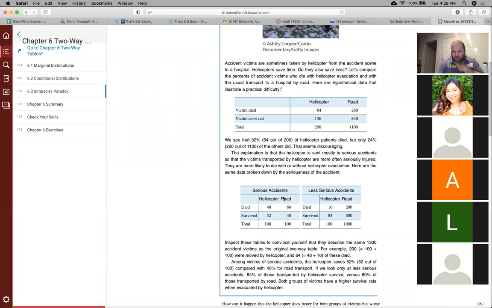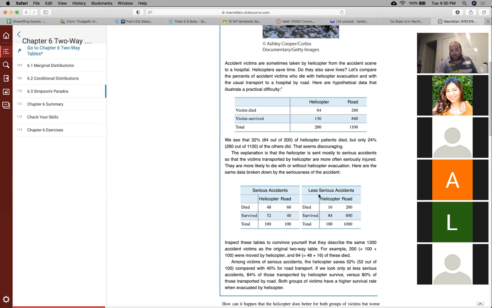Someone said, if the question was posed, what percent of total helicopter victims survived, would we add 200 to 1100? No, because 1100 is road. If the question was what percentage of total helicopter victims survived, then your universe is helicopter victims. There's 200 of them, and of those 200, 136 survived. That will be 68%. So back to this question, for the serious accidents, 52% survived by helicopter, 40% survived by road. So it does seem that helicopters do a good job.